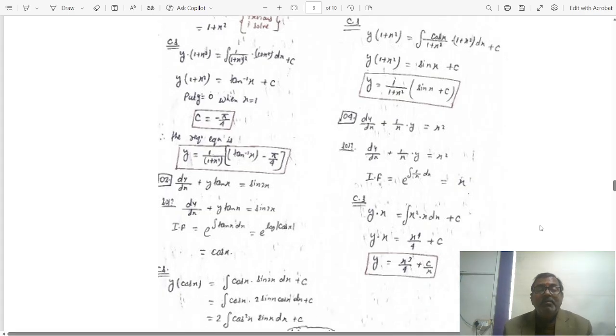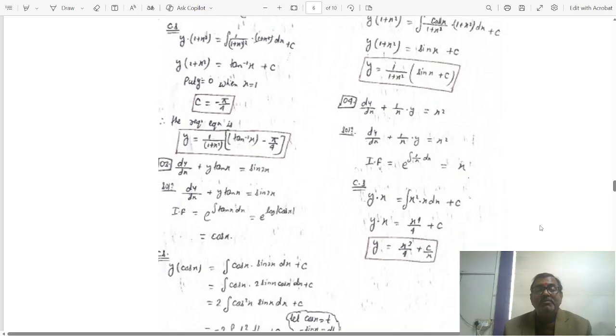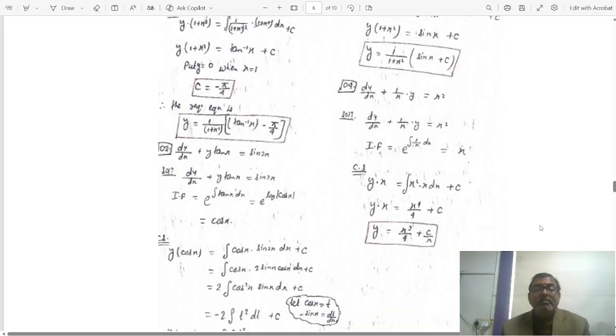Another example: dy/dx + y tan x = sin x. So you can write this as dy/dx + y tan x = sin x. The integrating factor is e to the power ∫p dx, that means ∫tan x dx, e to the power log cos x. After simplification, the integrating factor equals cos x.